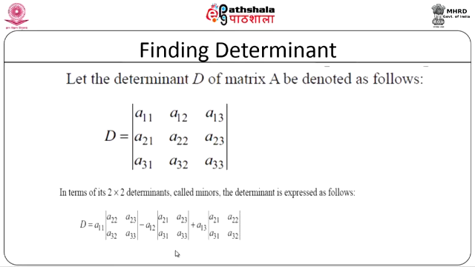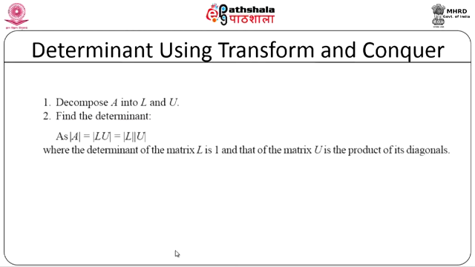So, you know very well that finding the determinant of larger order is going to be a very difficult task. So, this is the determinant finding for 2 by 2 and 3 by 3 matrices. The logic is very simple: apply transform and conquer. So, decompose A into L and U. Now the determinant finding of A is reduced to finding the determinant of LU, which is nothing but the product of the determinant of L and the determinant of U.